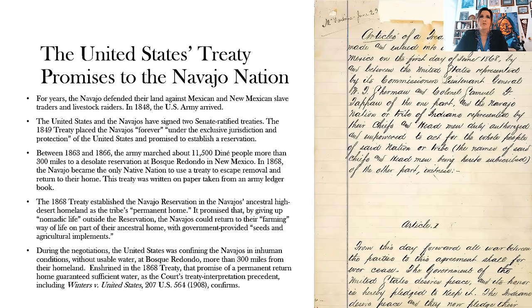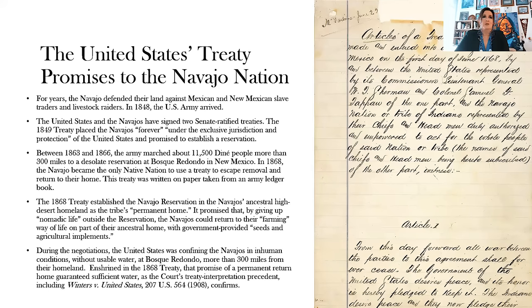In this mix are the specific treaty promises to the Navajo Nation by the United States. For many years, and a lot of this history is recounted in Justice Gorsuch's dissenting opinion, which AJ will delve into, Navajos defended their land against incursions, including against livestock raiders, and things markedly changed when the U.S. Army arrived in Navajo territory in 1848. The United States and Navajos have signed two Senate-ratified treaties. The first in 1849 placed the Navajos forever, that's a quote from the treaty, quote, under the exclusive jurisdiction and protection, end quote, of the United States, and promised to establish a reservation.